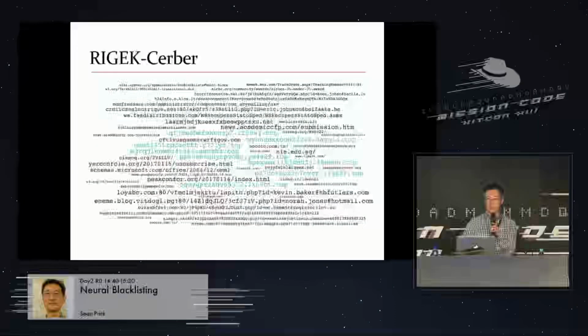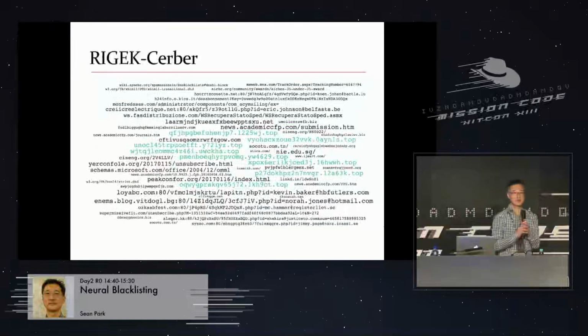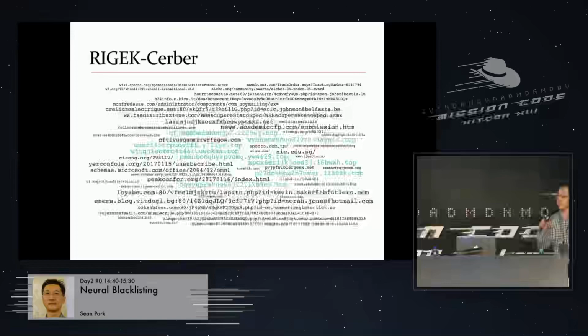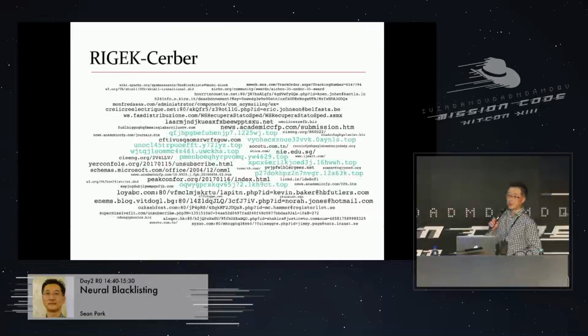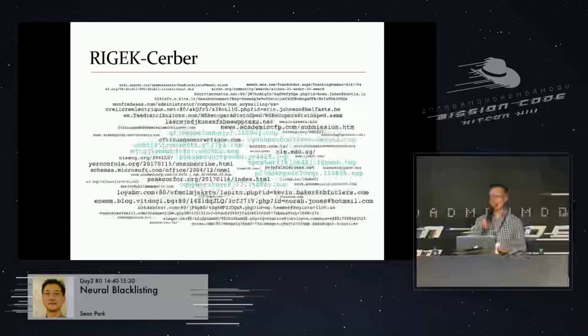And also we've got a RIG exploit kit that has been really gaining traction early this year, and it has been really successful in the attacks. And it was delivering the Cerber ransomware as a payload. And I think it also has the capability to deliver other types of malware as well.